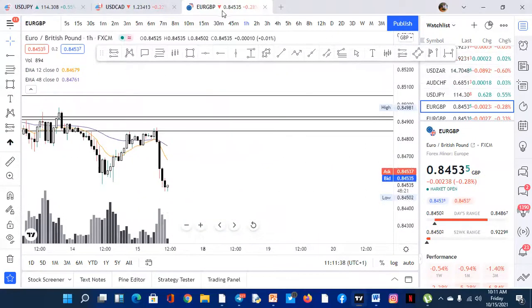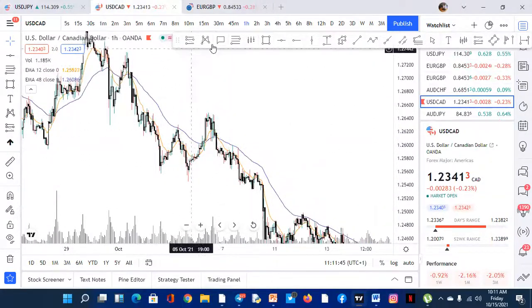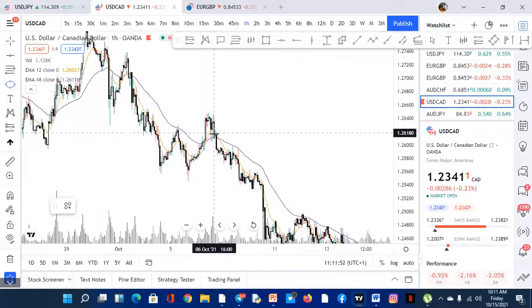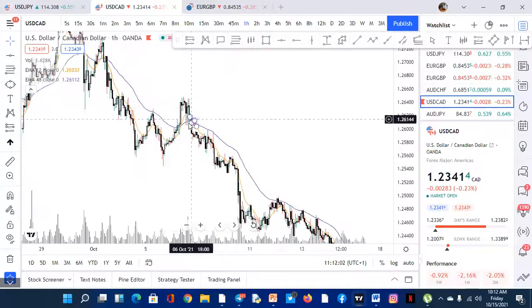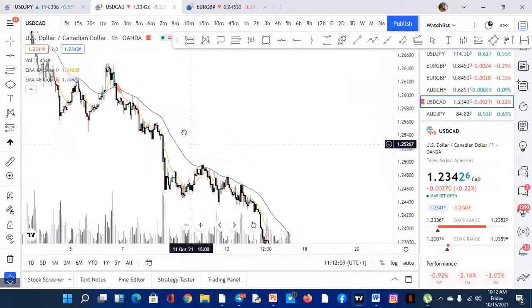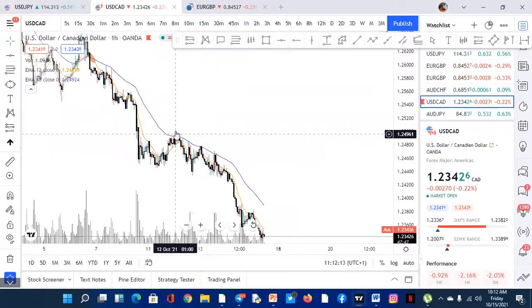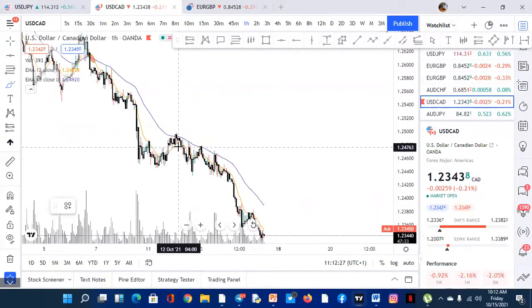Okay, so next one, USD CAD. That one, we had a lot of trades. We cross. We have a peak formation here. We cross here, right? We also cross here. Okay, so now peak, we touch the 48, we close below it. Good trade. We touch the 48, we close below it here at this point. Closed below it at this particular point.